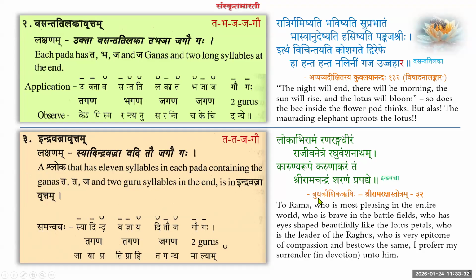Okay. So this is Buddha Kaushika Rishihi. Oh, beautiful name. Sri Rama Raksha Stotram, the 32nd verse of that. It sounds very nice. So to Rama, who is the most pleasing in the entire world, who is brave in the battlefields, who has eyes shaped beautifully like lotus petals, who is the leader of the Raghus, who is the very epitome of compassion and bestows the same, I proffer my surrender in devotion unto him. Sharanam Prapadye. Nice.